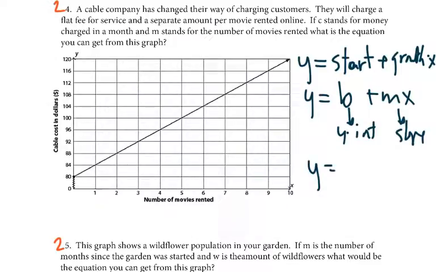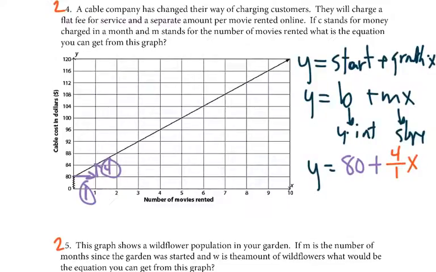So y equals, where did we start? Well, look at the graph. We started at 80. So 80 plus, now how is it growing? Well, every time we go over 1, we're going up 4. So for our slope, slope is y over x, so we'd go 4 over 1. Okay, that's how we do slope. So it'd be 4 over 1 times x.